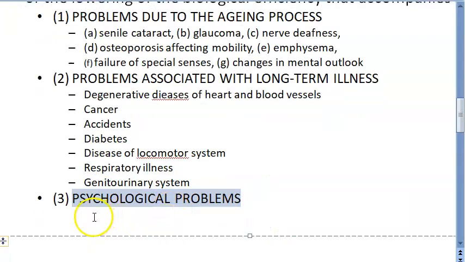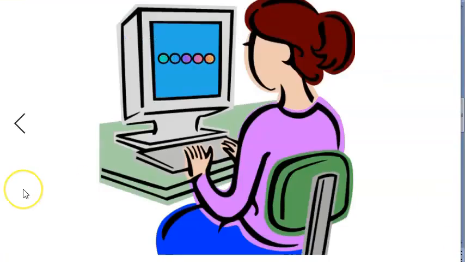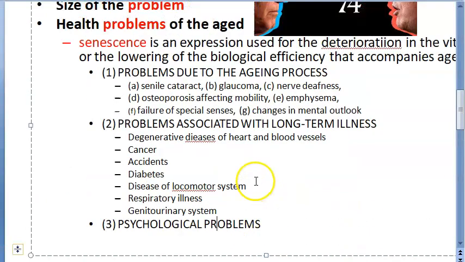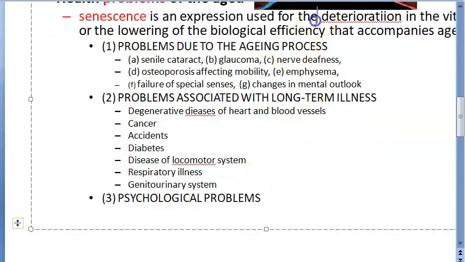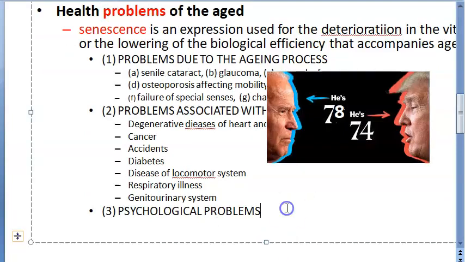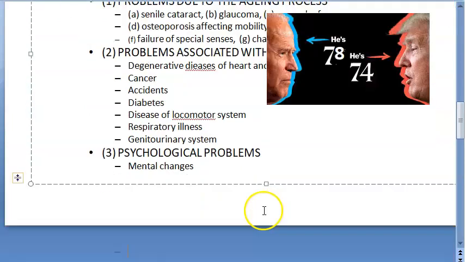Now let's come to psychological problems. So we are looking at all the bad things in this slide. Psychological problems. What can they have? I don't think these people have any psychological problems as such. They have mental changes. What mental changes will they have? What do you think are the mental changes in these people?